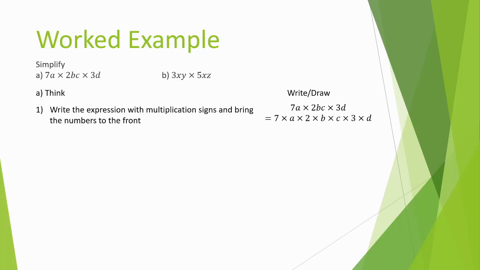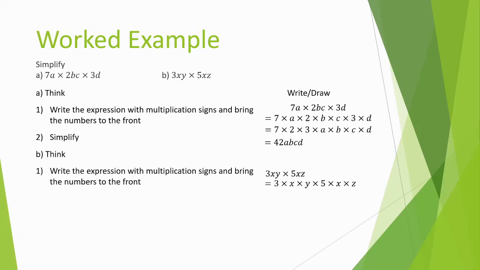Now if I rearrange all of the components in there, I get 7 times 2 times 3 times a times b times c times d. And again, I've put all those pronumerals, those variables, in alphabetical order. It just makes it a little bit easier to make sure I don't miss anything. And then I simplify it. So 7 times 2 times 3 is 42. And then I can just write those pronumerals as a, b, c, d. And that's it.